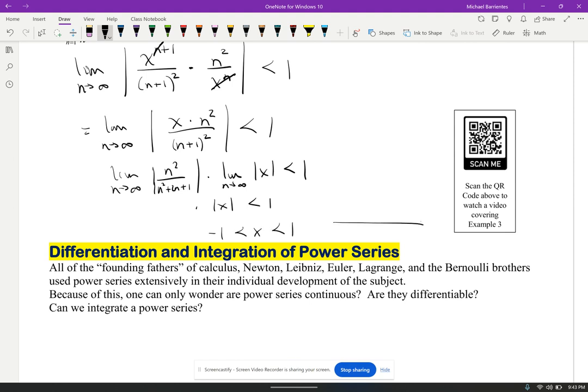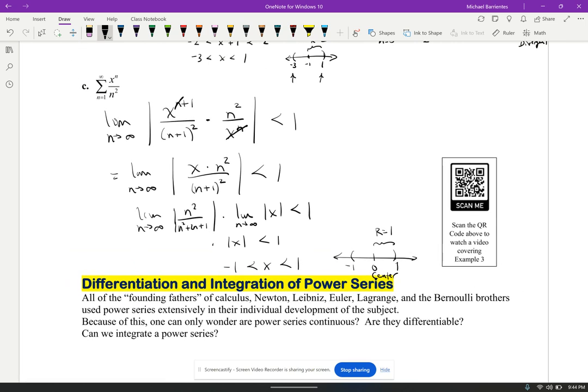So if I were to draw this, I don't have to, but if I were to draw this, we're going from negative 1 to positive 1. What would be the center? Oh, the center is 0. So this is the center. This is the c value, center 0. What's the radius? The radius is 1. But what's the interval of convergence? For that, we need to check the endpoints.